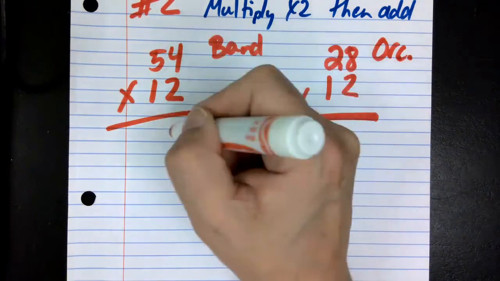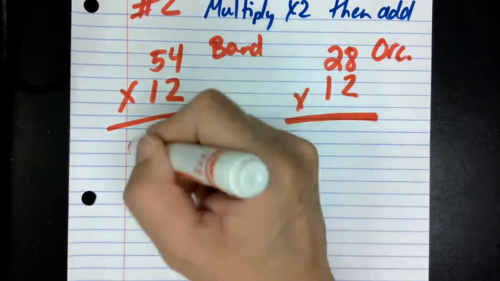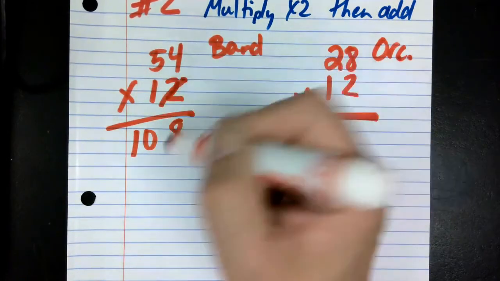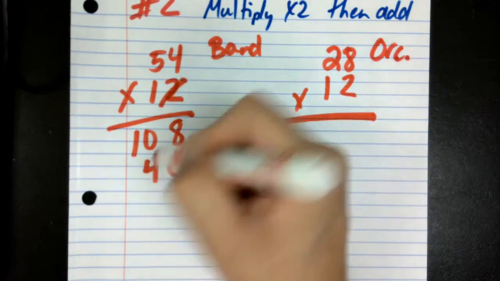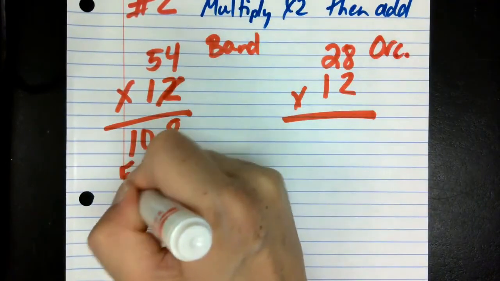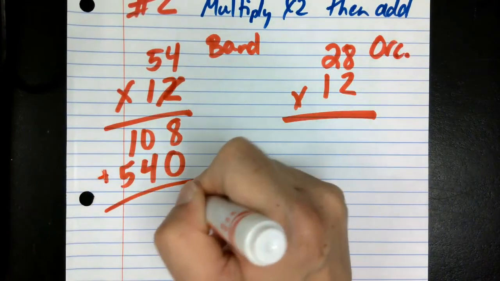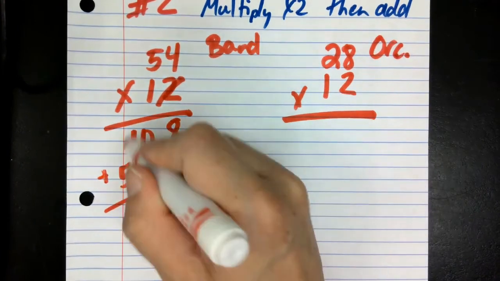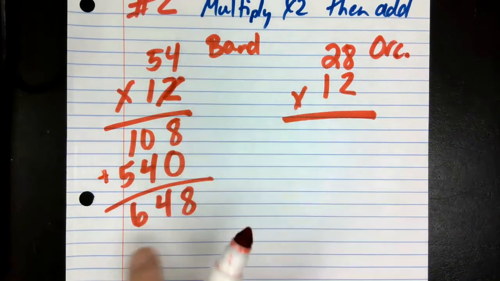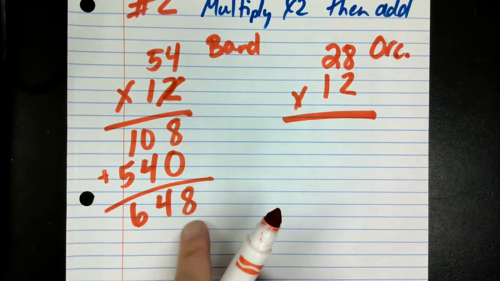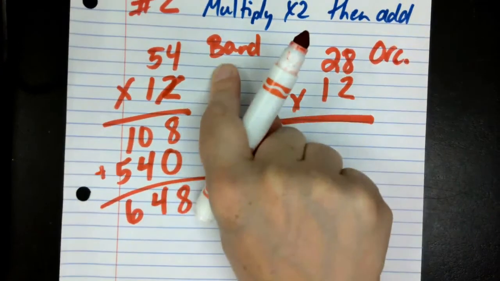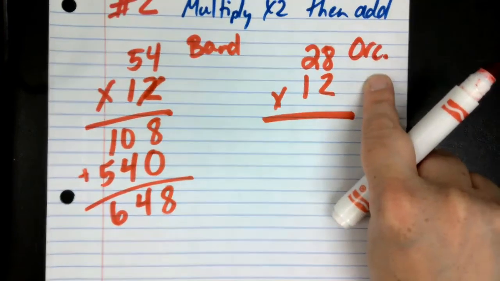So 2 times 4 is 8. 2 times 5 is 10. I'm going to cross that out and hold its place. 1 times 4 is 4. 1 times 5 is 5. I'm going to add that all up. We've got 8, we've got 4, and we've got 6. So 648 songs were learned in band, and now we're going to find out how many for orchestra.